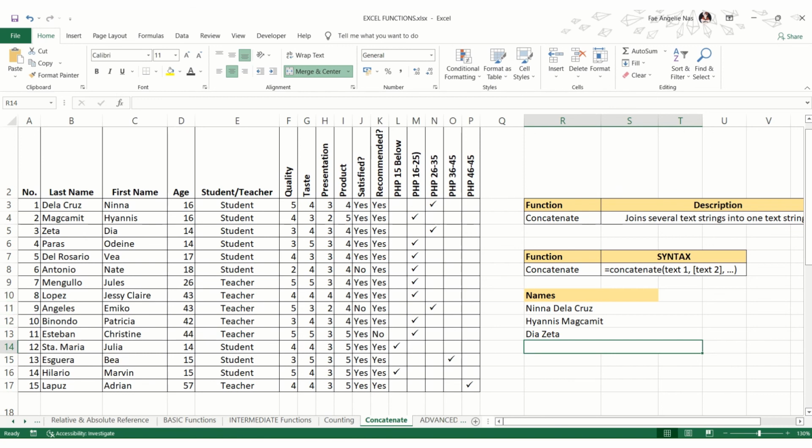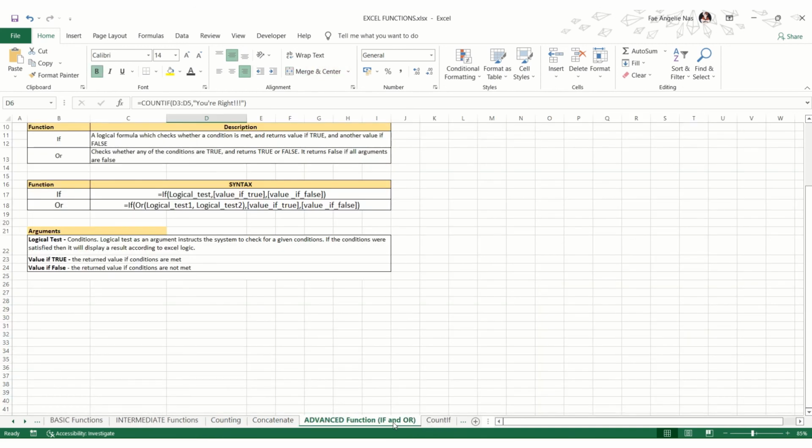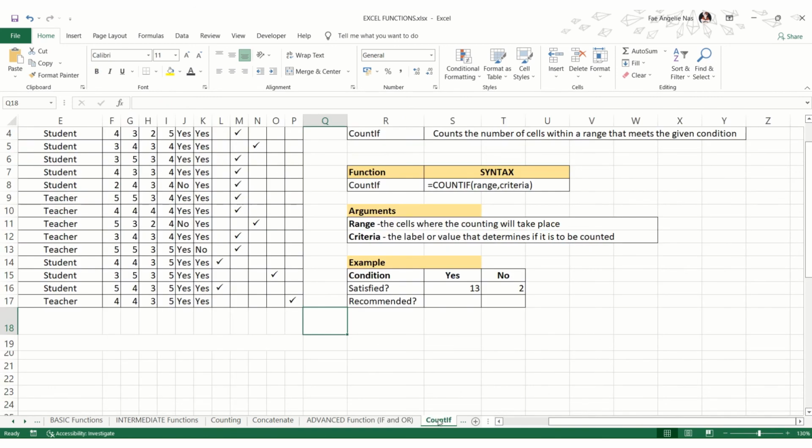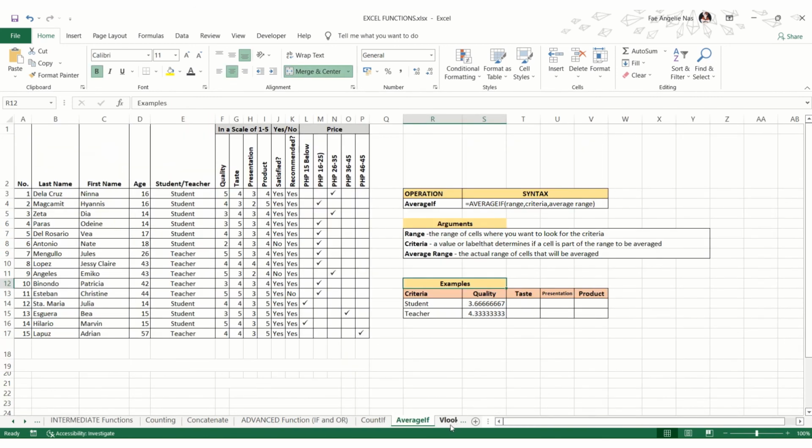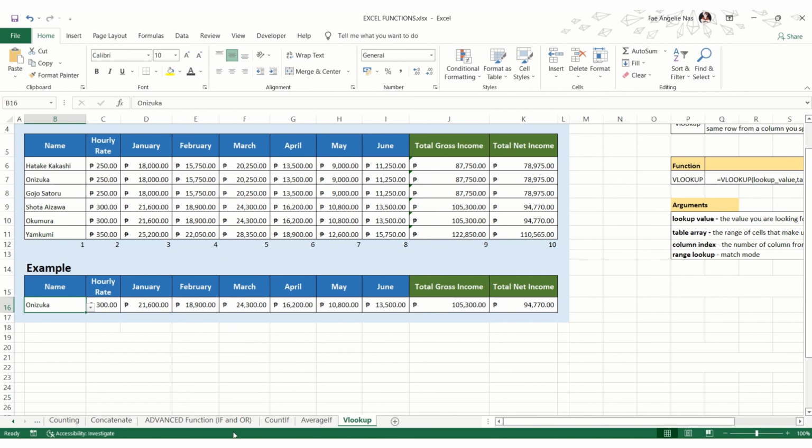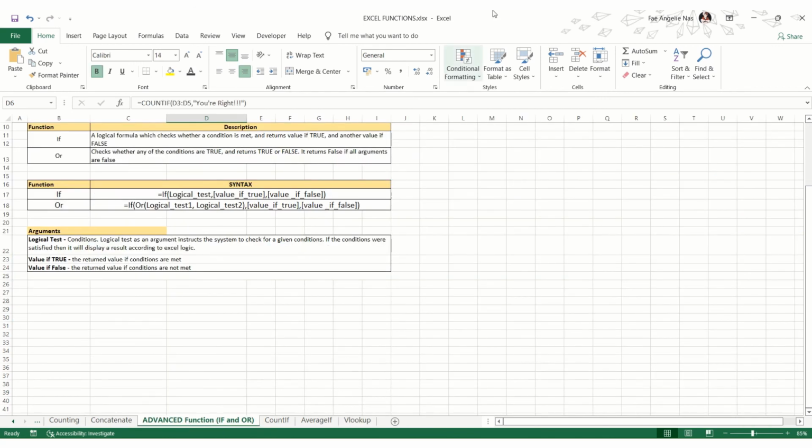In our next video, we're going to learn the advanced functions: the IF and OR functions, the COUNTIF function, AVERAGEIF, and the VLOOKUP. So this is for the next series of videos. See you in our next videos.